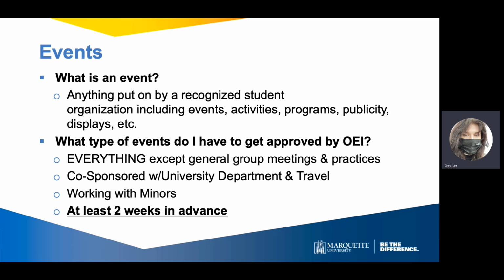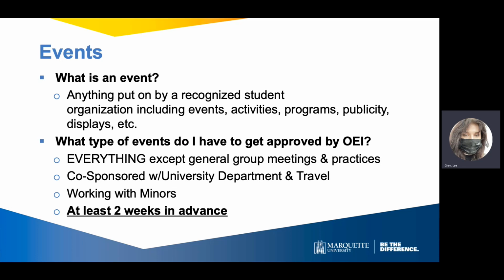So events, what is an event? An event is anything put on by a recognized student organization, including events, activities, programs, publicity, displays, and others. So what type of events do you have to get approved by the Office of Engagement and Inclusion? Once again, the answer is everything, with the exception being general group meetings and practices.